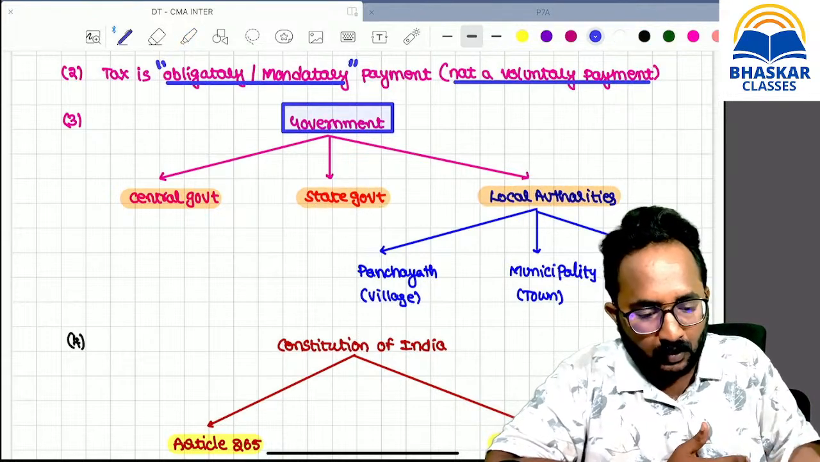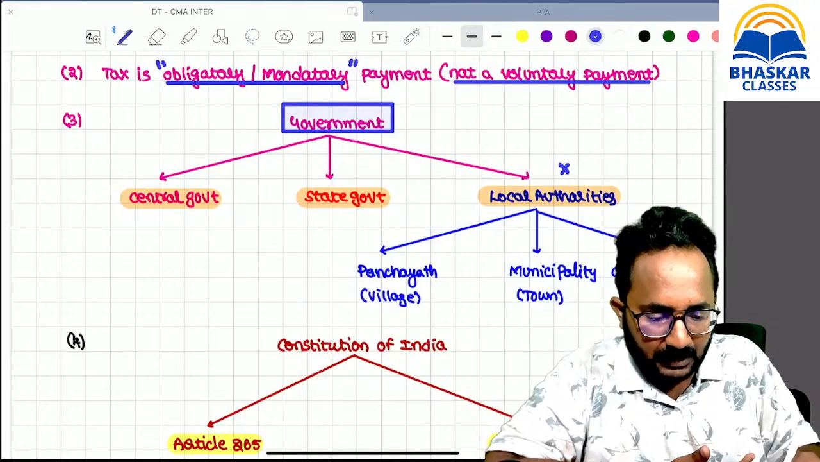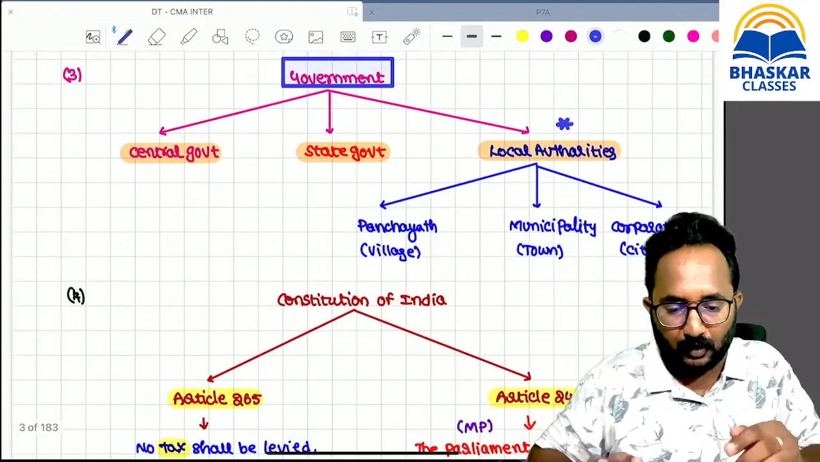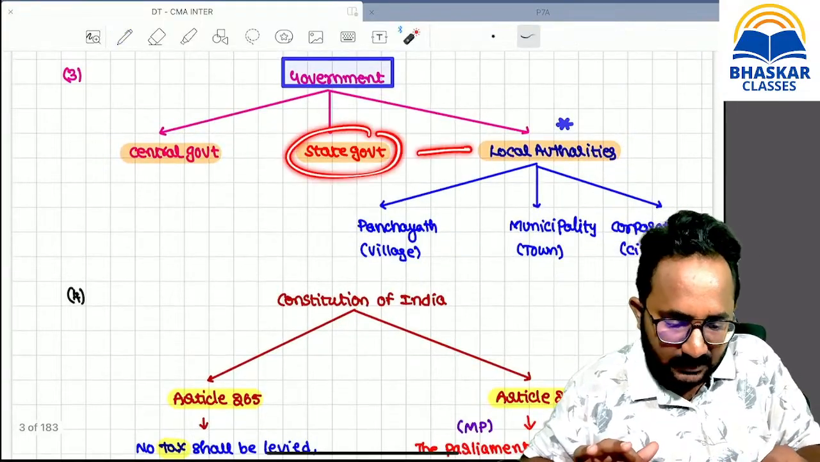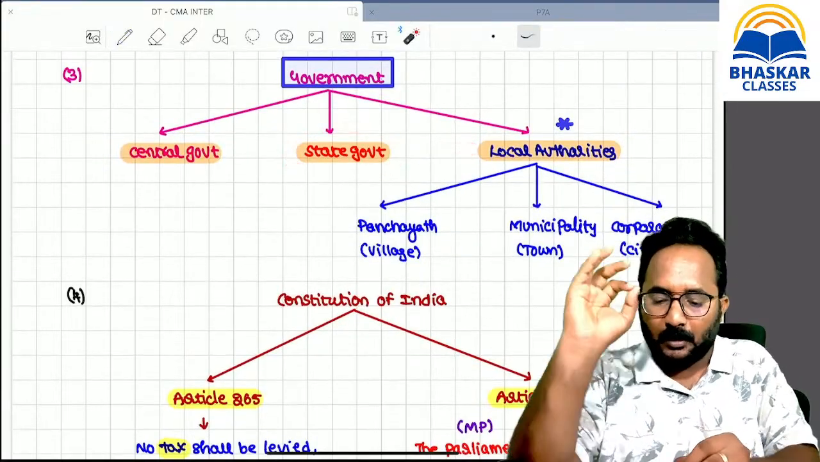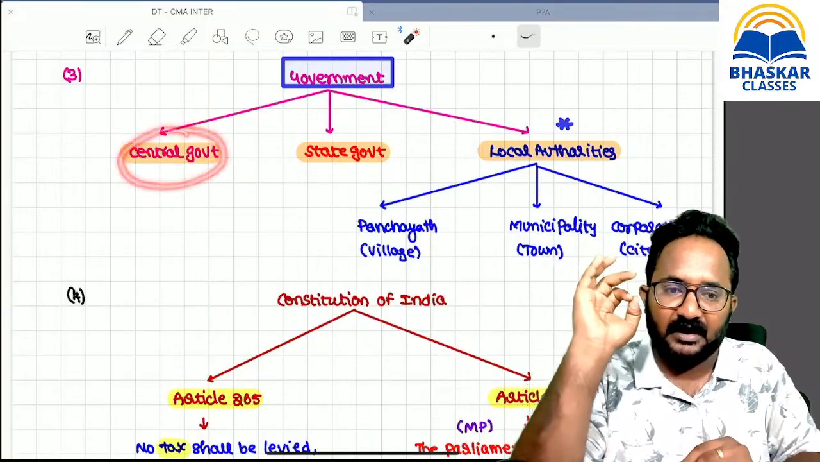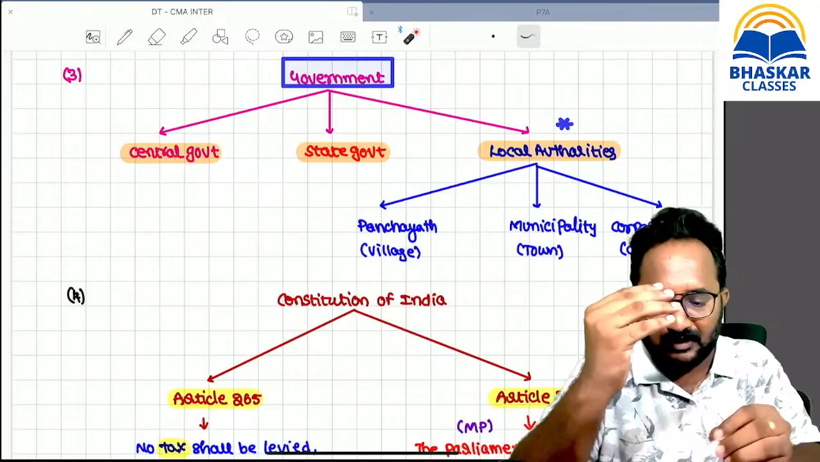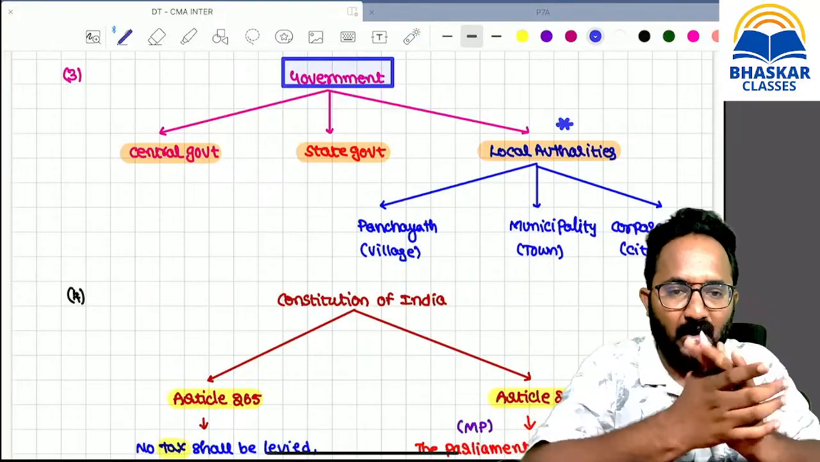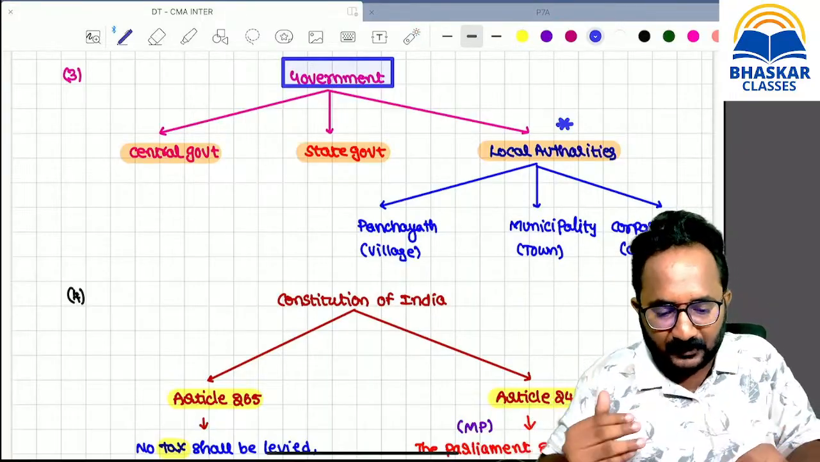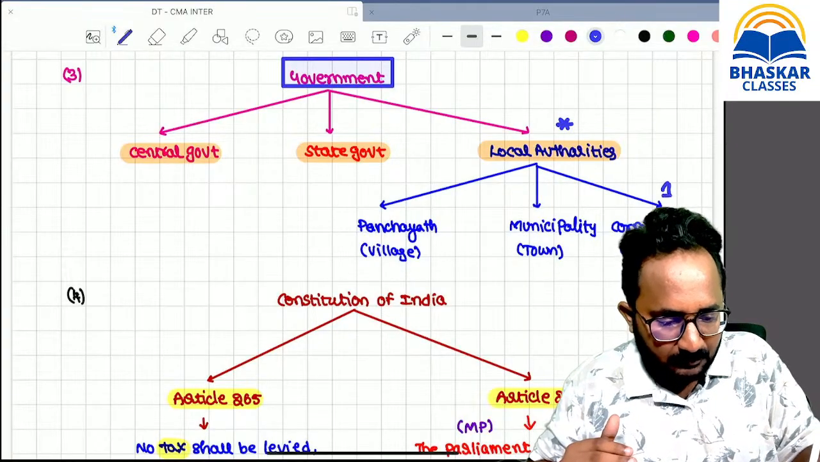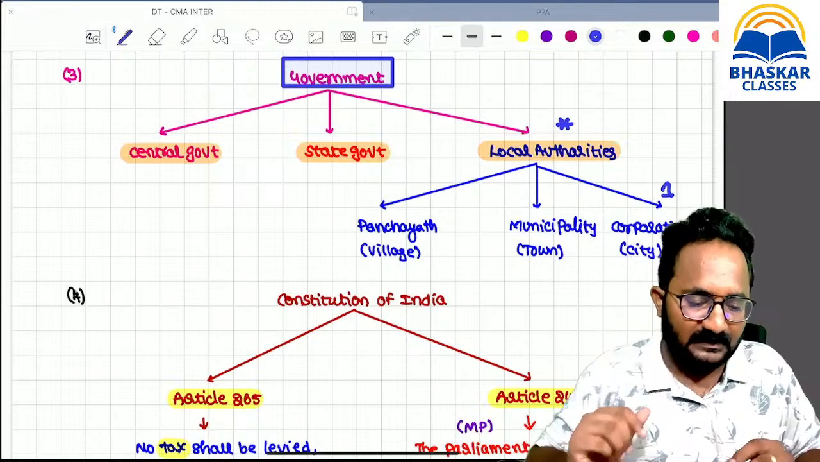Many of you know central government and state government, but I want to tell you what we mean by local authorities. That means local self government, below the state government. So the top government in our India is the central government, then the state government. Within the state government we have local self governments, which are called local authorities.